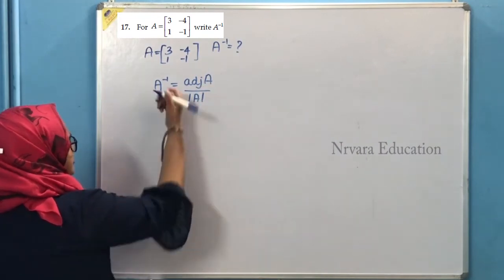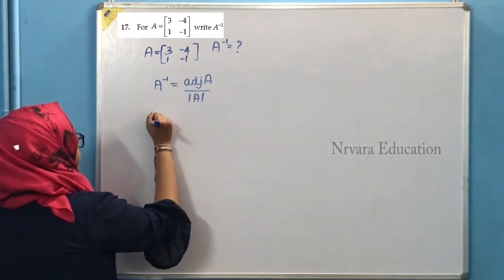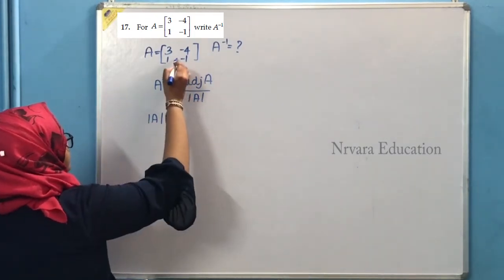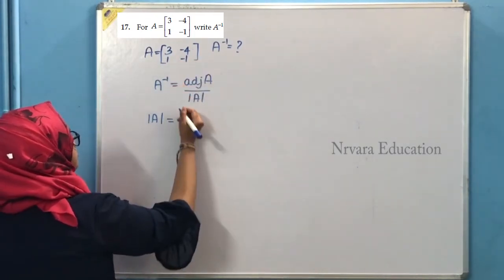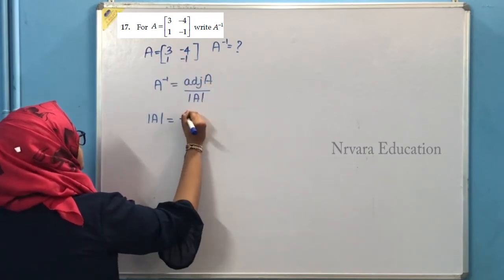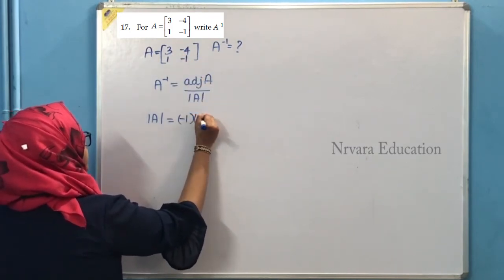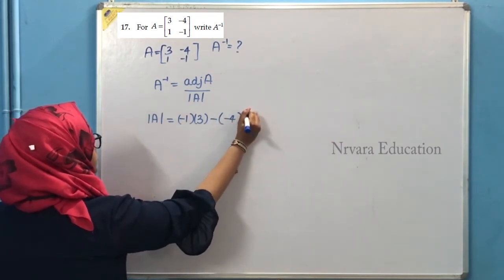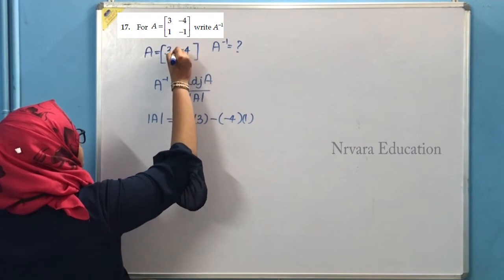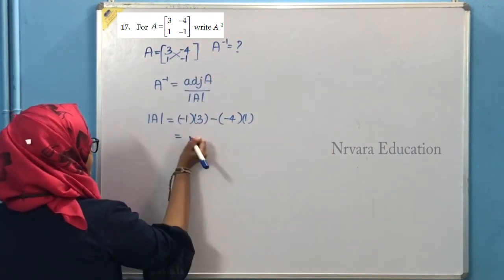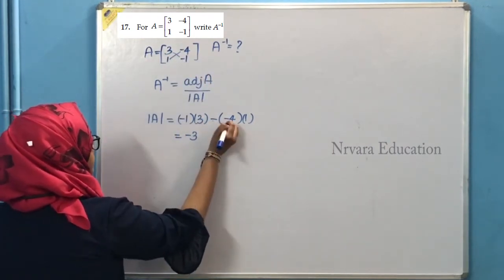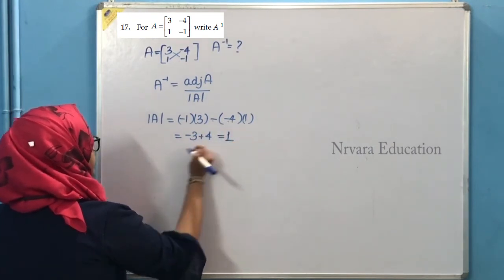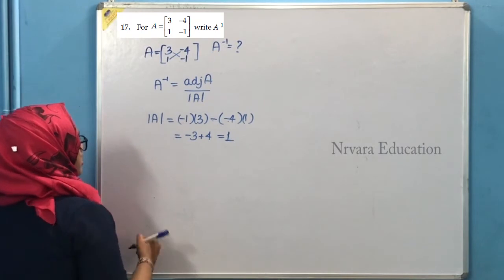Let's first find the value of determinant of A. So for determinant of A, we have to multiply these two terms. So minus 1 into 3 minus 4 into 1. So we get minus 3 plus 4. So our value of determinant of A is 1.